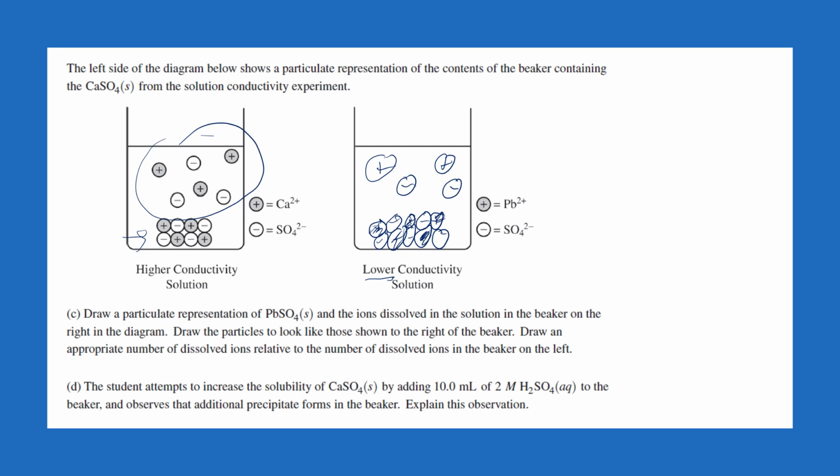Okay. And then for the last part for this question, the student attempts to increase the solubility of calcium sulfate by adding 10 milliliters of sulfuric acid, observes that additional precipitate forms, and explain. So I'm going to explain this by writing out the solubility expression, or the solubility reaction, really.